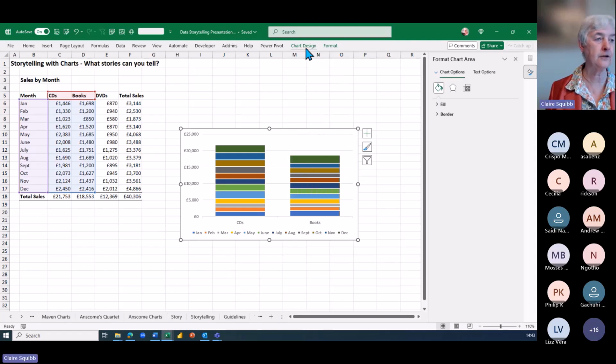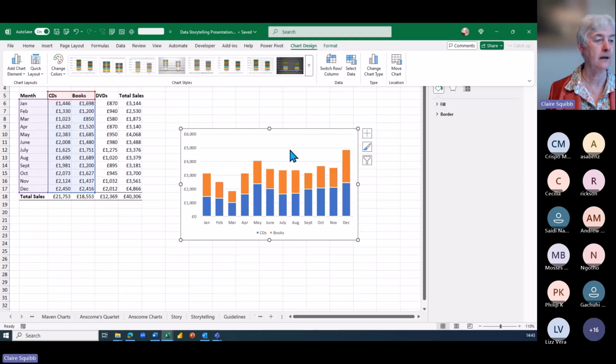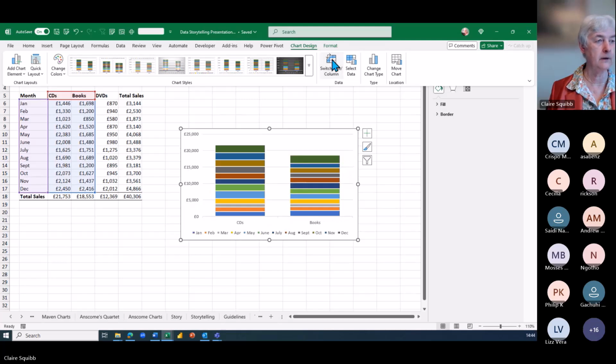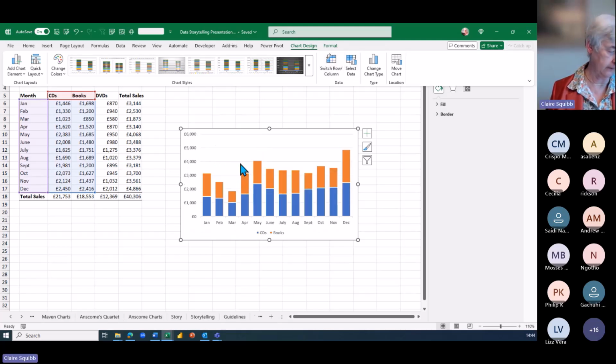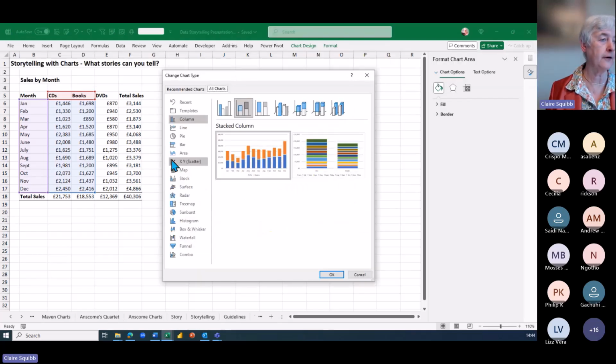And we can go back and switch that row and column again. These are the total sales by item, by month rather. So we've got the total sales by month. And there you go. So again, changing to a different view.